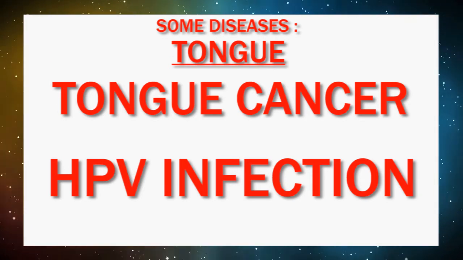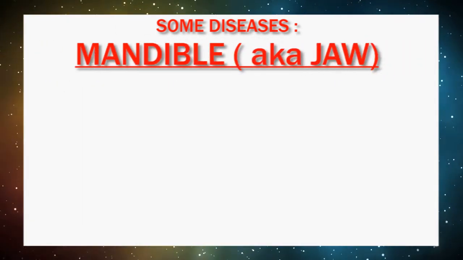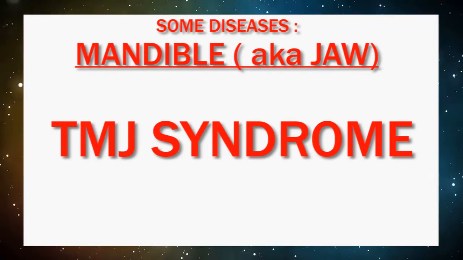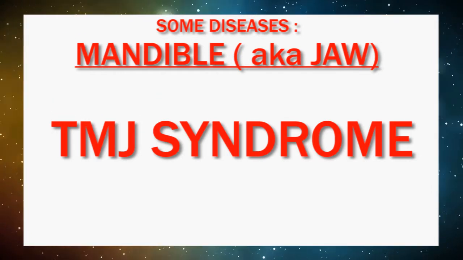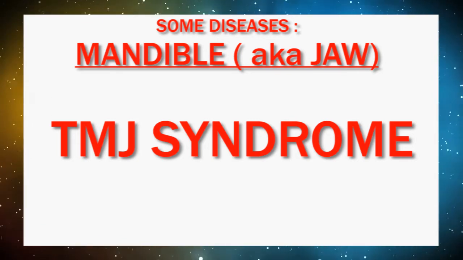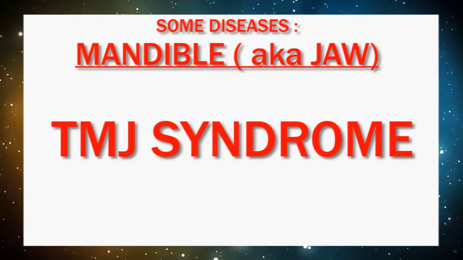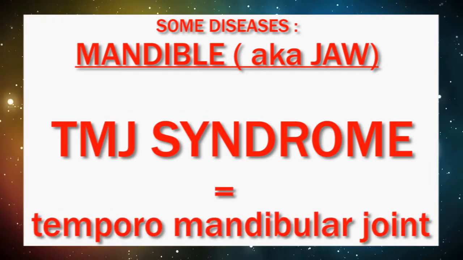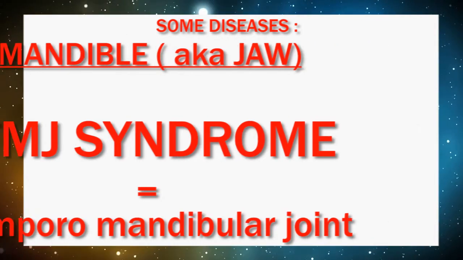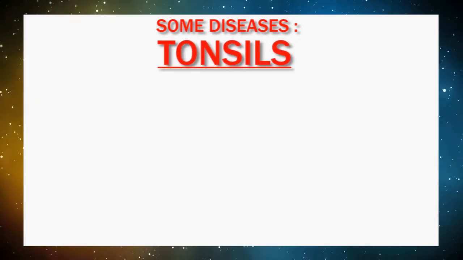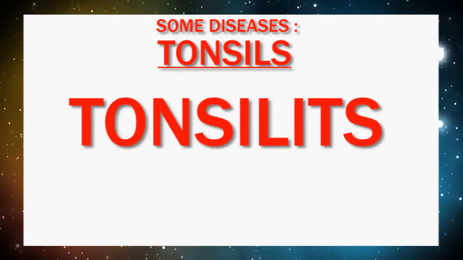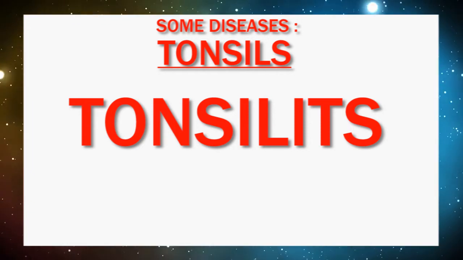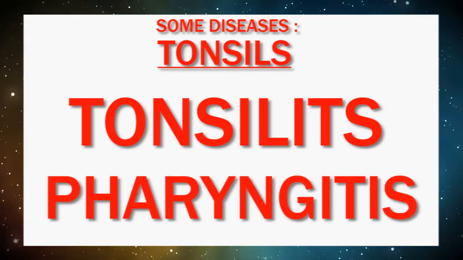Then we have a disease of the mandible, also known as jaw, known as TMJ syndrome. There's pain and cracking at the mandibular joint. The mandibular joint is the one you use to open and close your mouth, and TMJ stands for temporal mandibular joint. Then we have the diseases of the tonsil. We have the inflammation of the tonsils, known as tonsillitis. This is usually accompanied by inflammation of the pharynx, known as pharyngitis, which causes a sore throat.